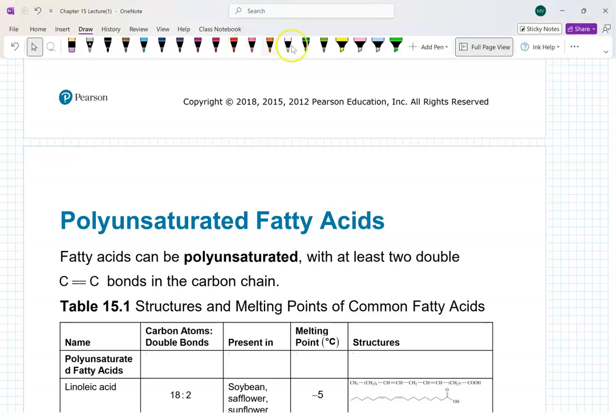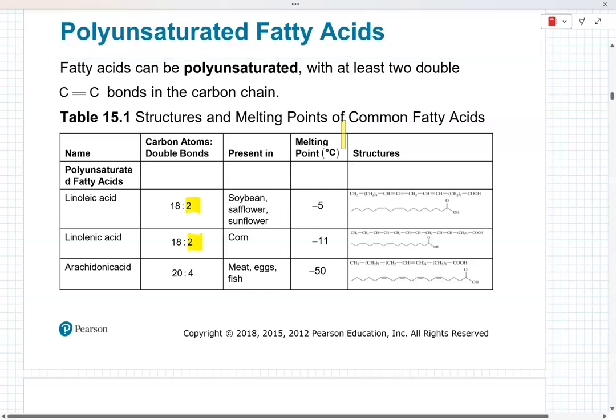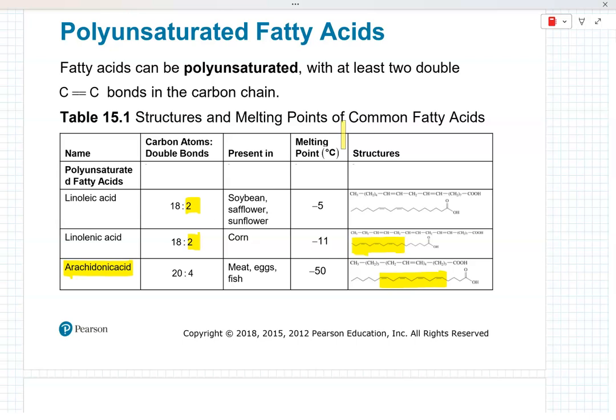And then there are polyunsaturated fatty acids. Okay? So, two double bonds in linoleic and linolenic. Well, linolenic, there's a mistake. It's 3 double bonds here. Okay, and in arachidonic acid, there are 4. Okay, we're good? So here's the thing.